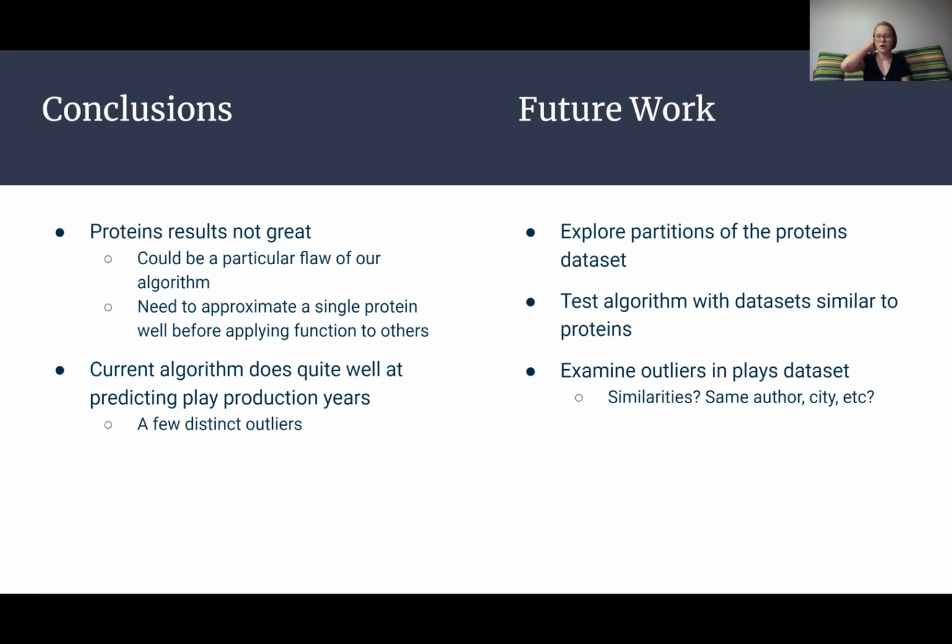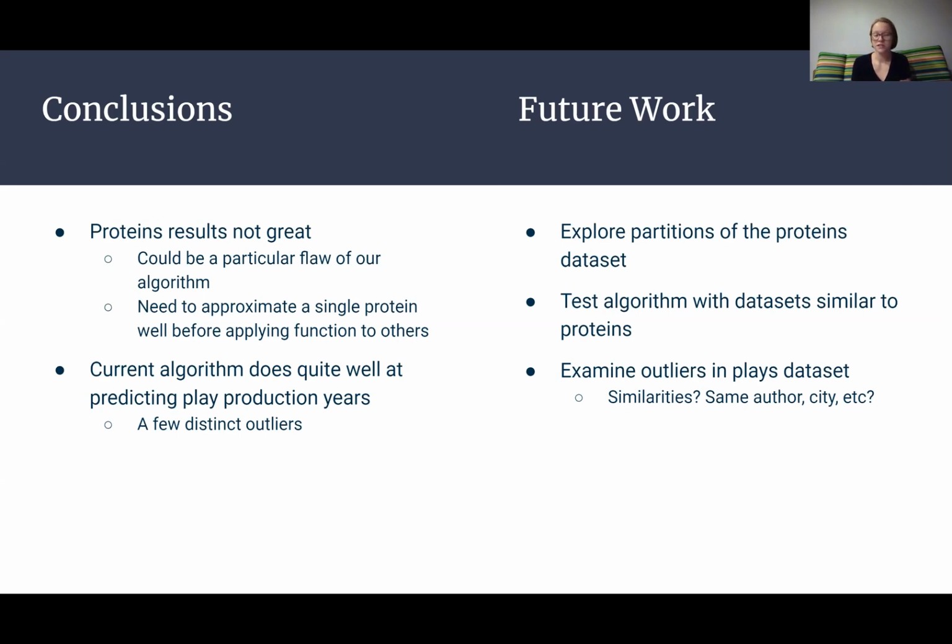So in conclusion, our results with the proteins dataset were not great. This could be due to a flaw of our algorithm or some kind of nuance with the dataset that we're not picking up on, like perhaps the subgroups that I mentioned before. To test what's going on in the future, we could test our algorithm with similar datasets, maybe in size or other molecular biology datasets, to see if it's an issue with our algorithm or just a particular anomaly with this dataset.